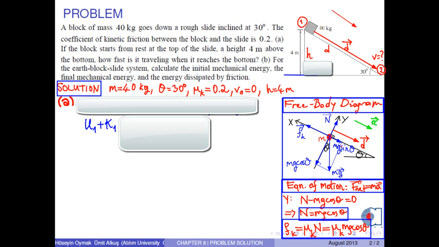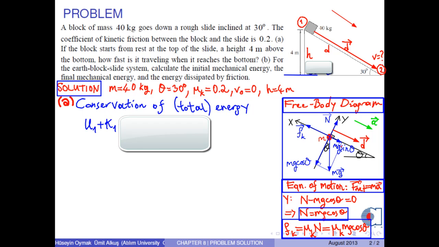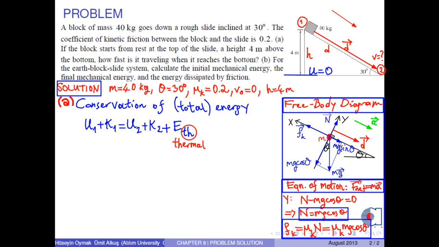The total energy at the top of the slide becomes U1 plus K1, where U1 is the initial potential energy and K1 is the initial kinetic energy. At the bottom of the slide, we have the potential energy, kinetic energy, and the thermal energy, which is equal to the absolute value of the work done by the kinetic frictional force. All these works appear as heat in the moving body and the fixed inclined plane. We take the bottom level as the reference level for the zero gravitational potential energy.